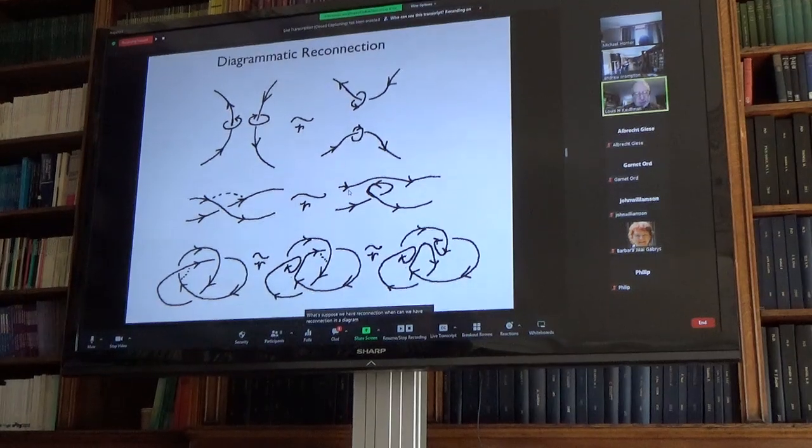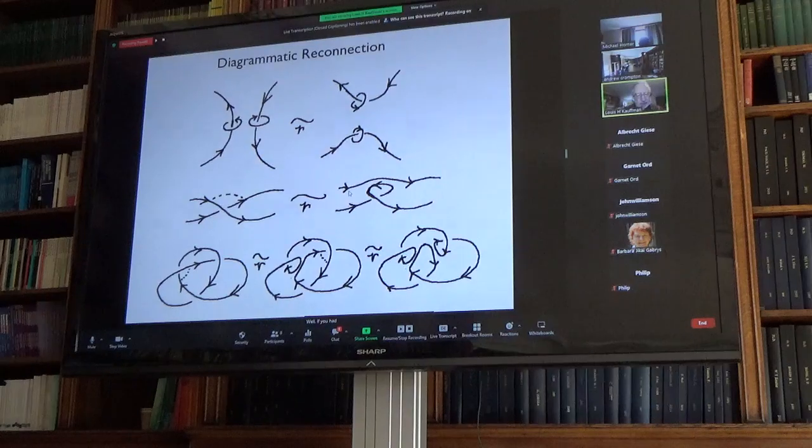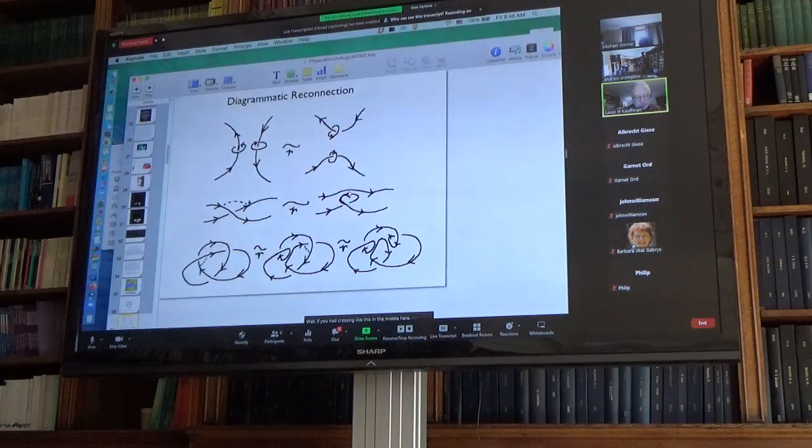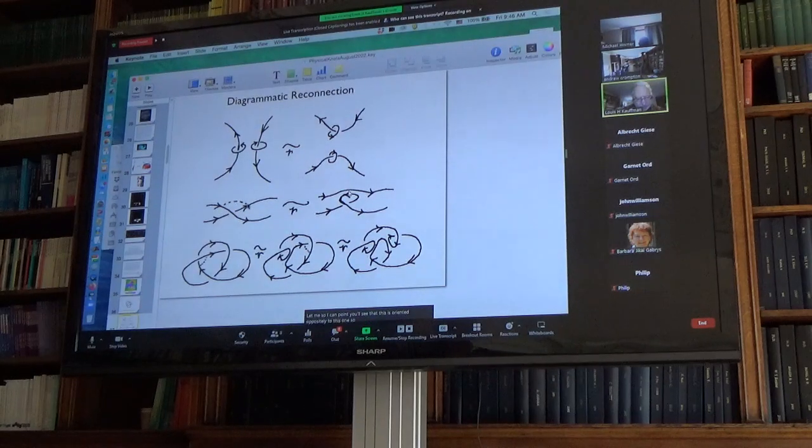Well, if you have a crossing like this in the middle here, so I can point, you see that this is oriented oppositely to this one, so reconnection could happen right there. And when it does, you'll notice that when I reconnect, the orientations are still compatible, which is convenient for diagramming it. So this is the before shot and this is the after shot of a recombination right there.